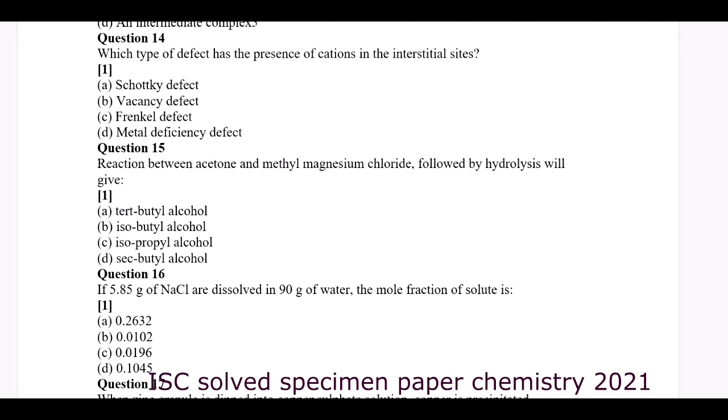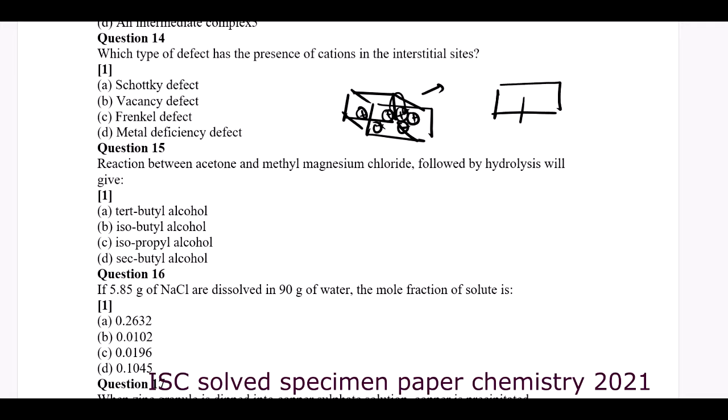In the next question, question number 14. Which type of defect has the presence of cation in the interstitial site? So you see here we know stoichiometric and non-stoichiometric defects. In stoichiometric defects, we have the Frenkel defect where cations and anions are there, but the cation goes out from its place and takes the interstitial position. This one is the Frenkel defect.